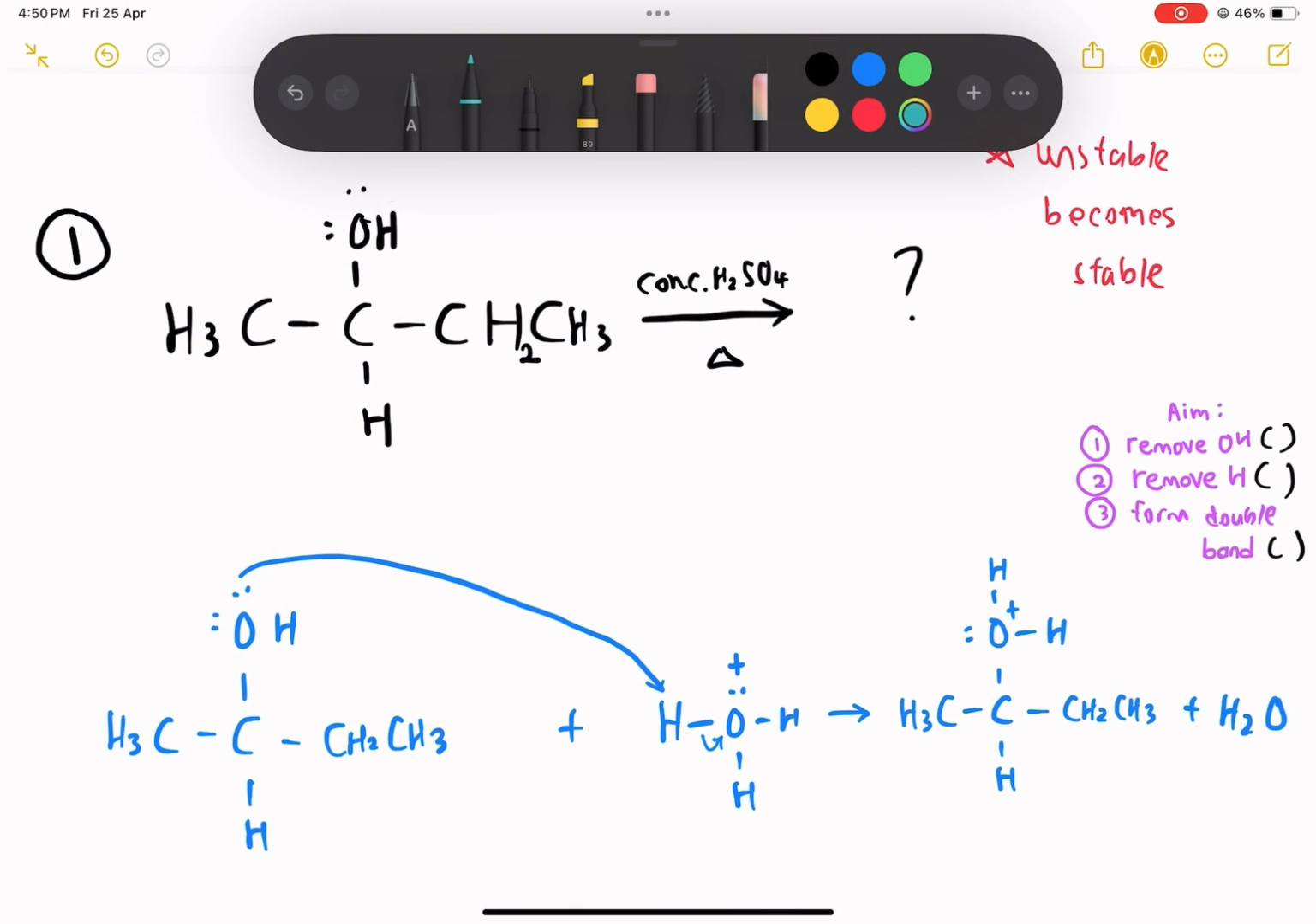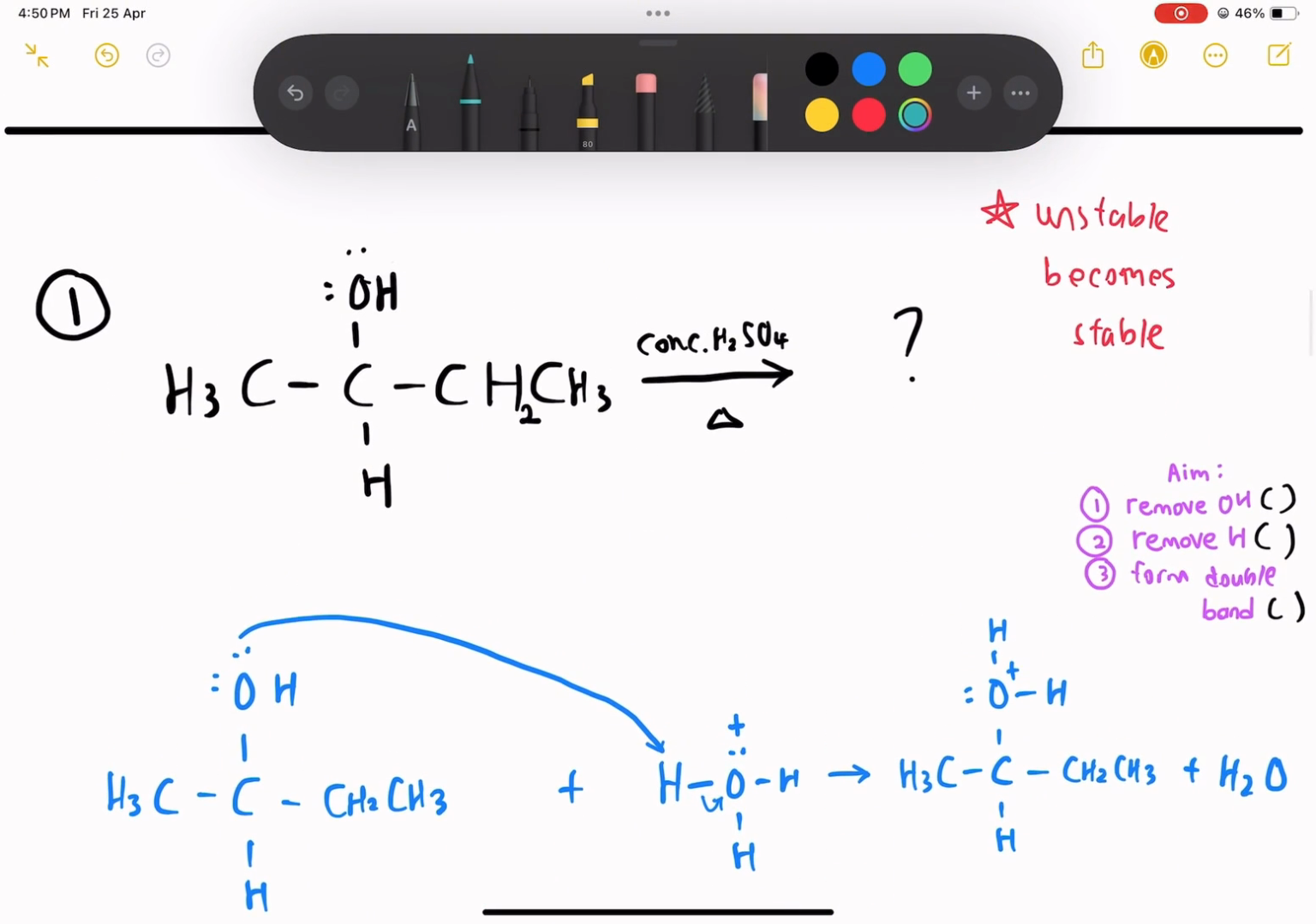So let's have a look at the first example. Given this compound, when it reacts with concentrated H2SO4 under heat, what will it form? Remember, our main objective for dehydration of alcohol is to remove OH, followed by removing H, and then lastly, when you have a carbocation, you need to form a double bond to form an alkene. So I will write the aim here. But this is not the step for the mechanism. This is just a guideline for you to refer to.